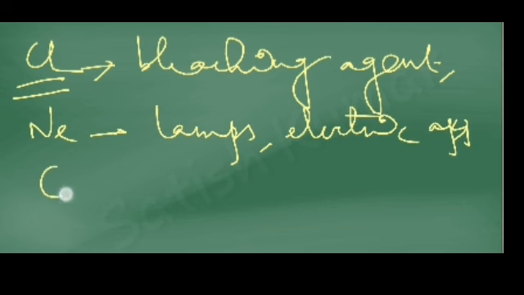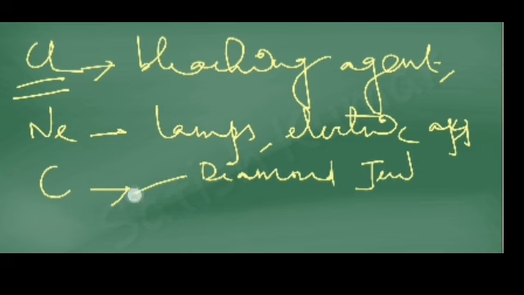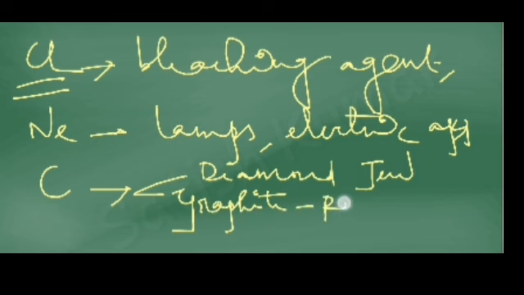And you have carbon. Carbon also has many uses. When carbon is in the form of a diamond, it is used to make jewelry, and when it is in the form of graphite, this is used to make pencil leads, and this is used as lubrication. I mean it is also used as a lubricant.